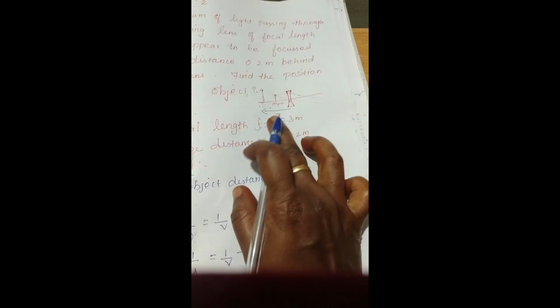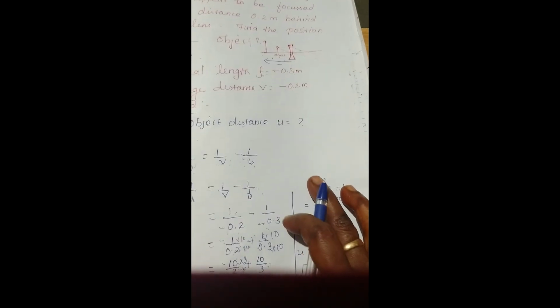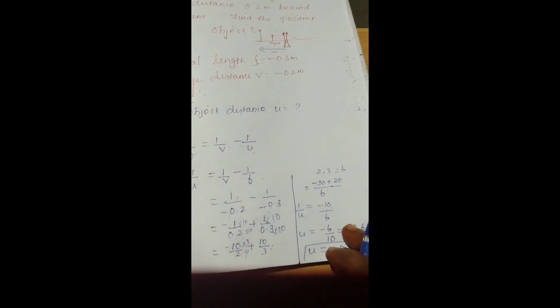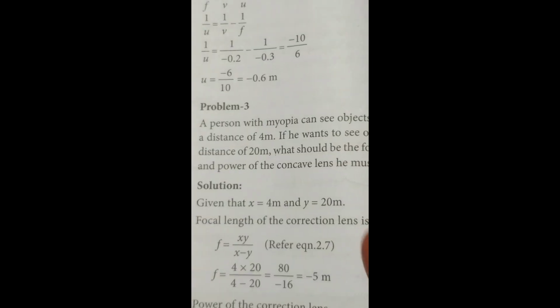So you are getting this minus sign. Why? You know that the object should be on the left side of this lens. That is why we are getting this minus. So the answer is: the object distance is minus 0.6 meter. I hope you all understood the first two problems. Have you all understood? Okay, next we are going to the third problem.